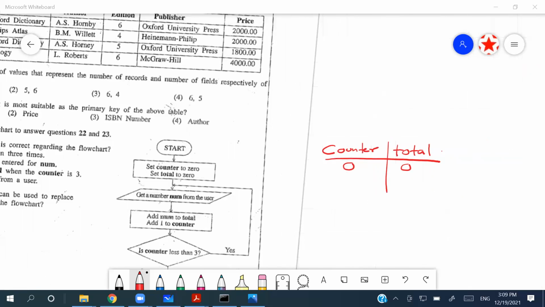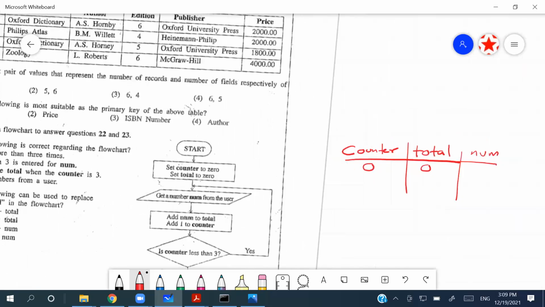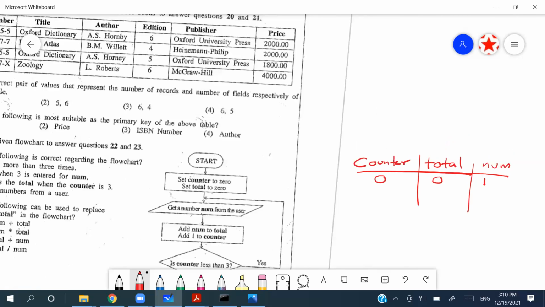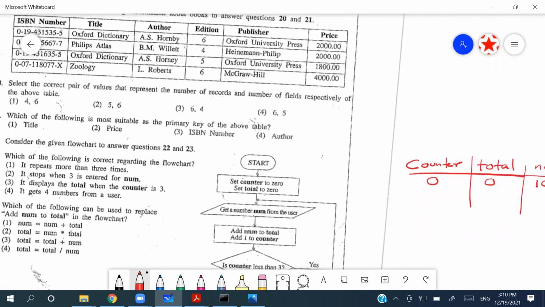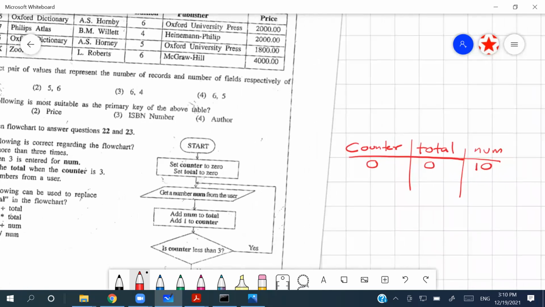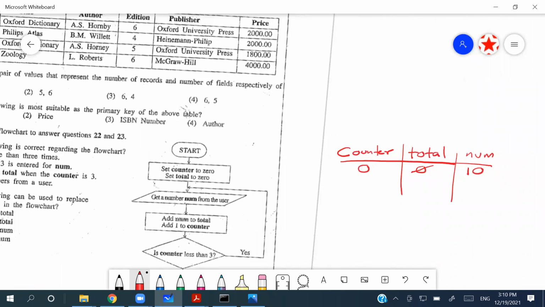So the number is taken into a particular variable called num, right? And we don't know which kind of number they are going to give. So let's assume I'm going to give 10, right? It says add num to the total, add 1 to counter. So 0 will be added with 10, so total will be 10, and add 1 to the counter. So counter will be 1.